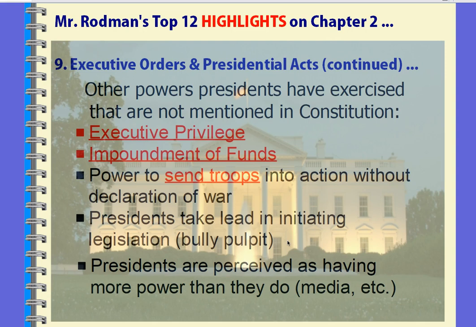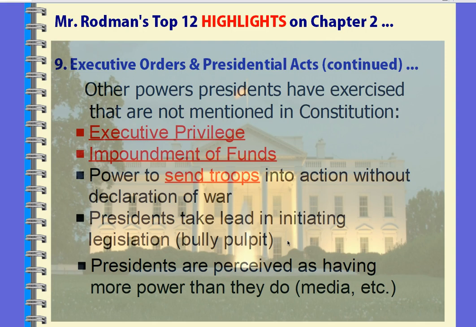The president has tried this. Nixon tried it in terms of not spending money in particular areas, and Congress came back with an act that basically said, if you're going to do that, you've got to let us know, because we have the power of the purse, not you. You need to spend the money where we say, or else you need to give it back. The power to send troops is a role that the president has as well, and we've talked about that in class.